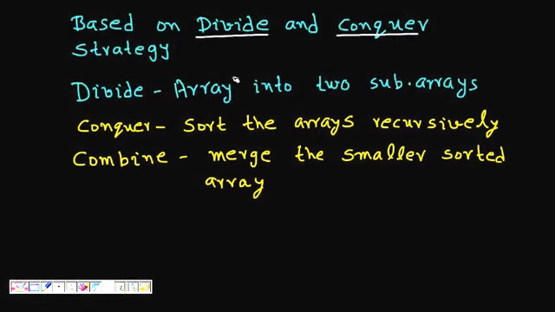So divide, here what we do, we divide the array into two subarrays, one on the left and one on the right. Then we recursively solve the smaller arrays, and when those subarrays, the left and the right subarrays, are sorted, then we merge these two sorted arrays together. Okay, so that's the idea.